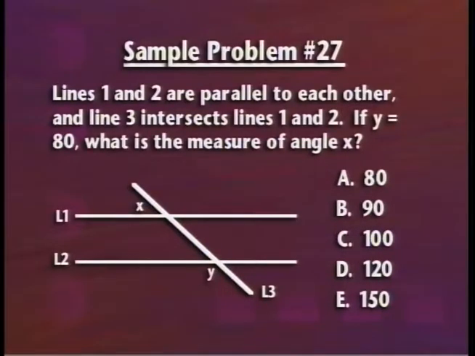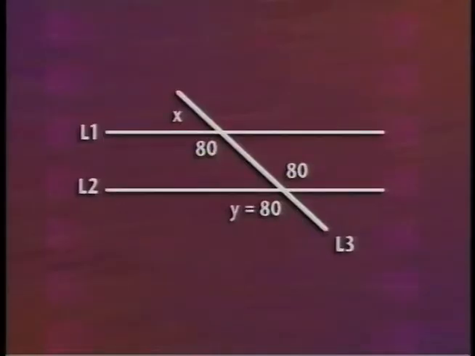If angle y equals 80 degrees, its vertical angle also equals 80 degrees. Since line 1 is parallel to line 2, the alternate interior angle is also equal to 80 degrees. This makes x plus 80 equal 180 degrees, and we can solve for x. X equals 100 degrees.